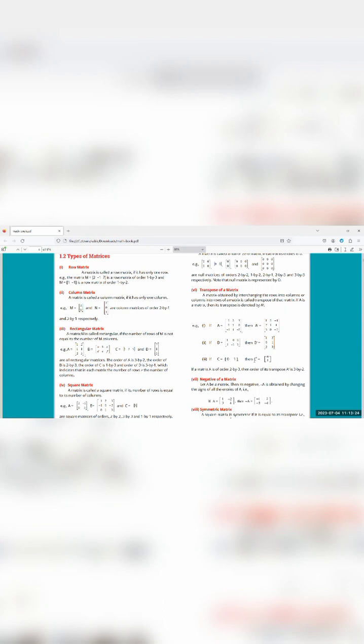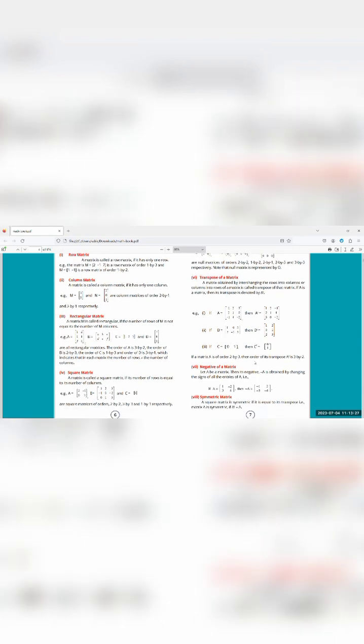Just like that, B also and C also. This is an exercise question. So do practice how you are going to change them.